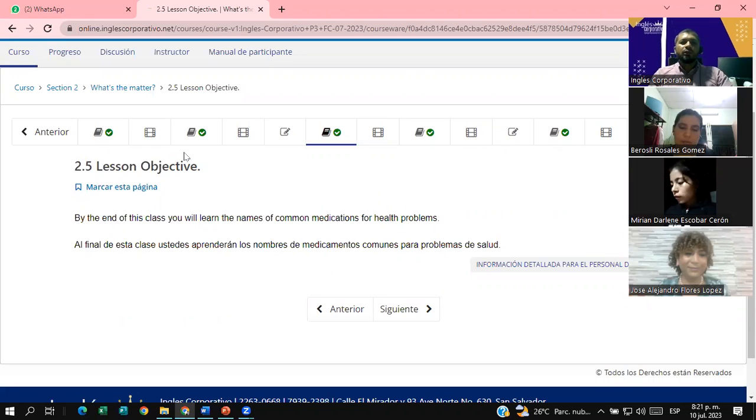Can you still see the computer's screen? Can you still see it? Yes? Okay. Miriam, read the objective for today's lesson, please.